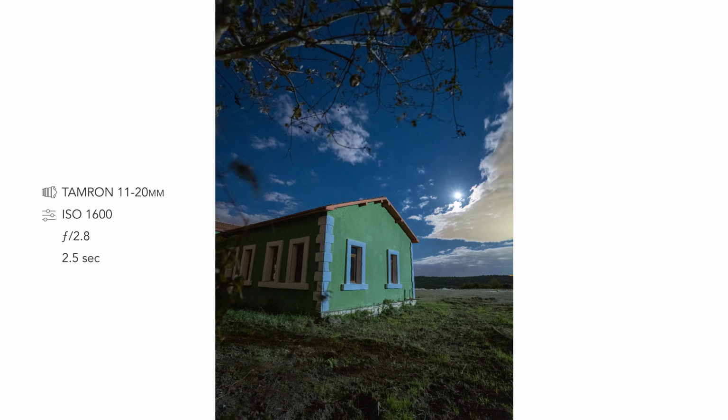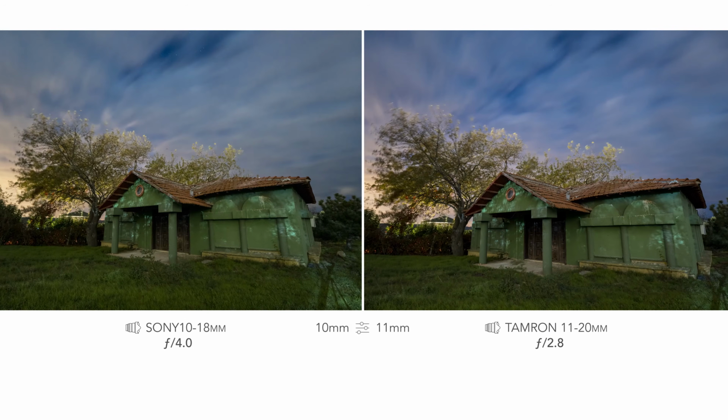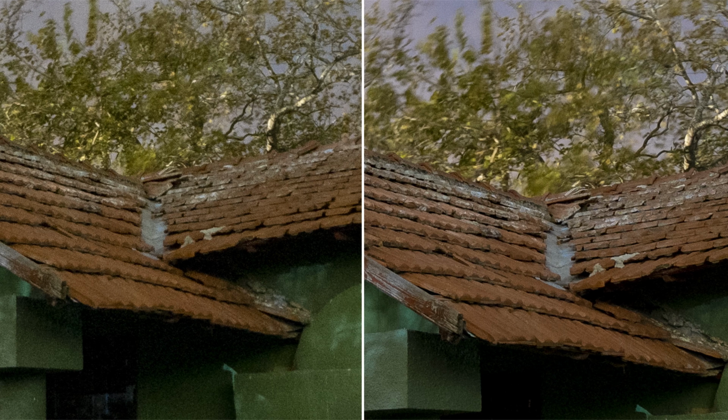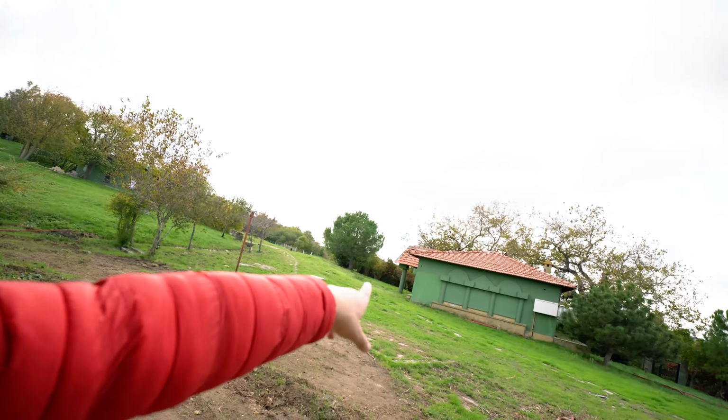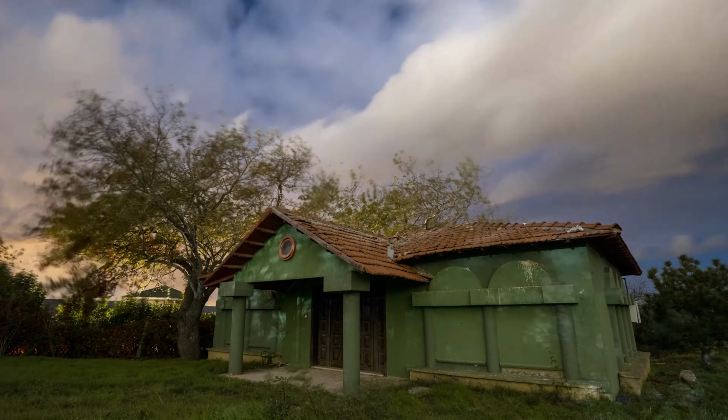Now, when doing astro and night photography, the benefit of the f2.8 Tamron 11 to 20mm is no exception. Here, for example, the picture shot with Tamron is sharper and brighter due to the f2.8 aperture. The house behind me is not the one in the picture, in fact, it's the other one right there, but it's too windy to film at that point. Unfortunately, I was not so lucky yesterday to get any stars in my picture, but I got a good one that fit my desire.